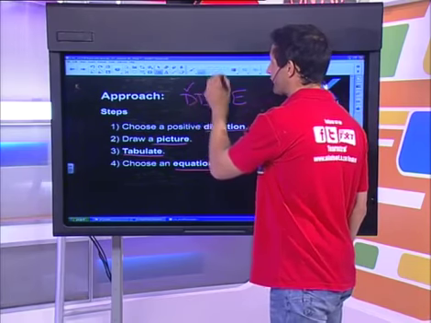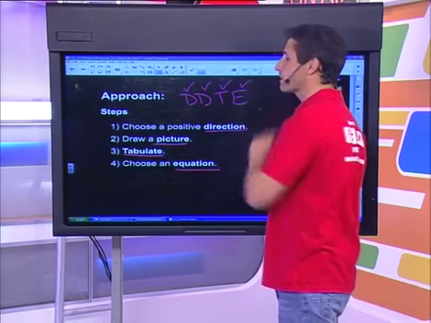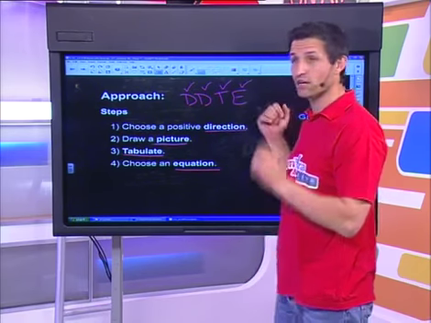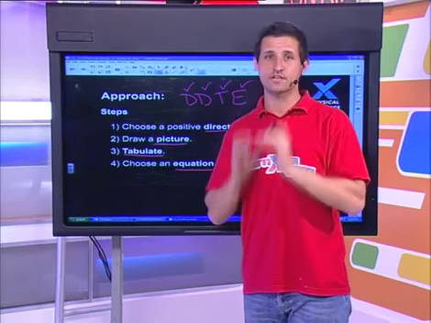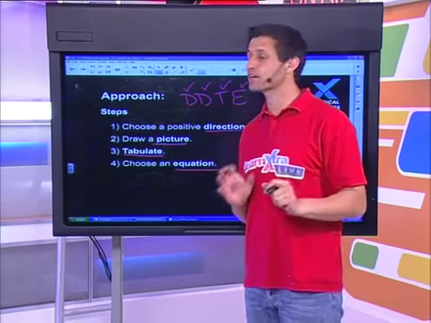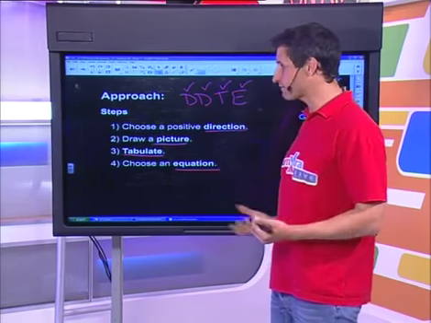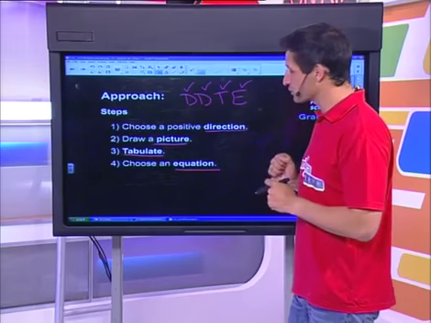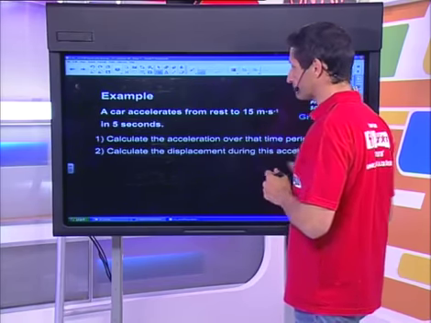A direction, a diagram, a table, then an equation. Those are my 4 steps. D, D, T, E are my 4 steps. Diagram and direction are probably the most vital step of this. Only then can I decide which equation I am going to use, substitute, and find out. The best way to show you what's going on inside here is to take a look at an example.